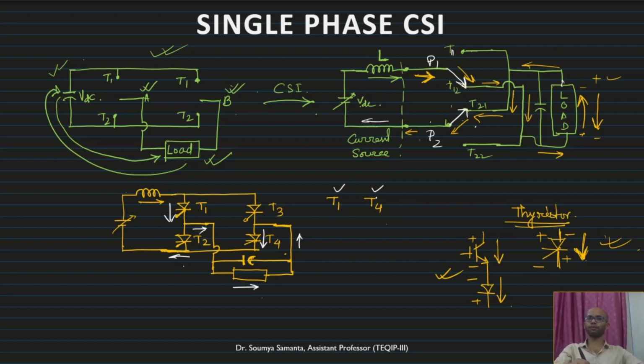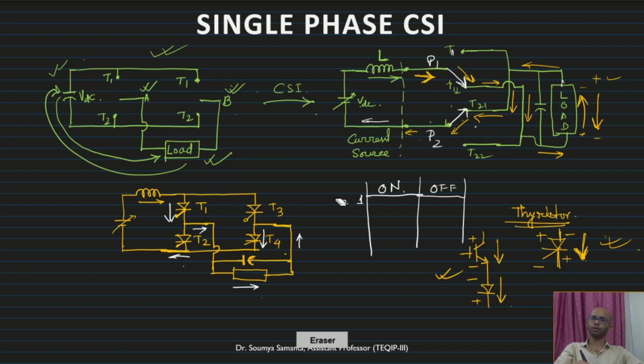So what are the turn off? Similarly, the way I have written for the voltage source inverter, this is the set 1 on state switches, and the off state switches. What are the turn off? Set 1. So what will be the turn on? T1 and T4. What are the turn off? T2 and T3.